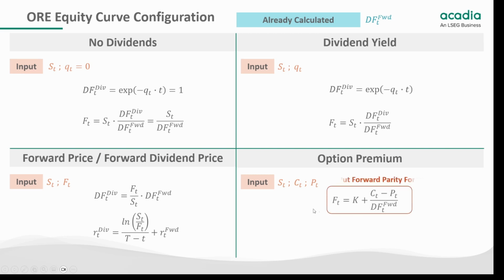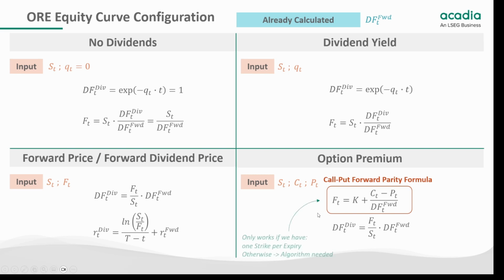I mean, it is if you have only a single quote pair, a quote pair being a quote containing both a call price and a put price for the same strike and for the same expiry date. In that case, you can simply use the call put forward parity formula to calculate the forward price and deduce the dividend discount factor from it.